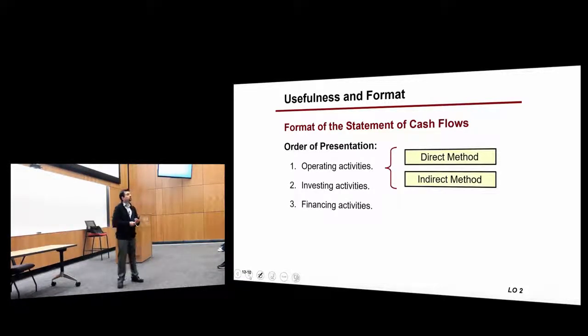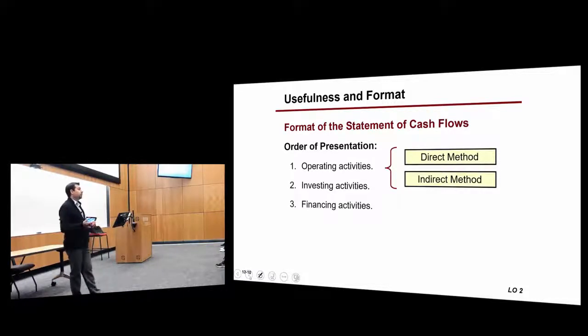I will cover the direct method later on, but it will not be included in the exam. I'm just including it so that you would understand what we mean by it. Conceptually speaking, the FASB and academics prefer the direct method because it's more solid and makes more sense. However, in practice, companies prefer the indirect method because it's simpler, easier, and much more practical to use.